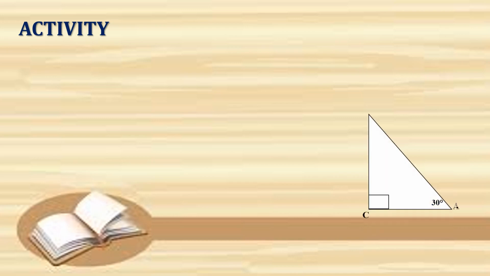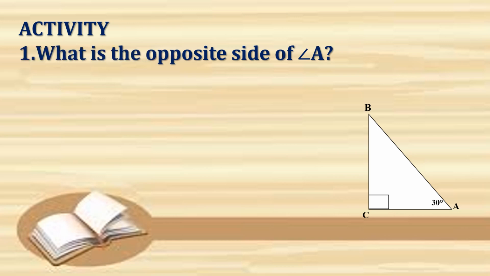Before we proceed with our main discussion, let us have first a short activity. I have here a right triangle ABC. Right angle is at angle C, and the measure of angle A is 30 degrees. Let us answer the following question. Number 1. What is the opposite side of angle A? You're right. Side BC is the opposite side of angle A.